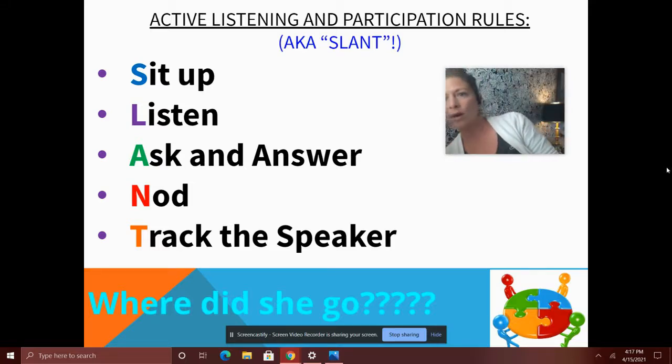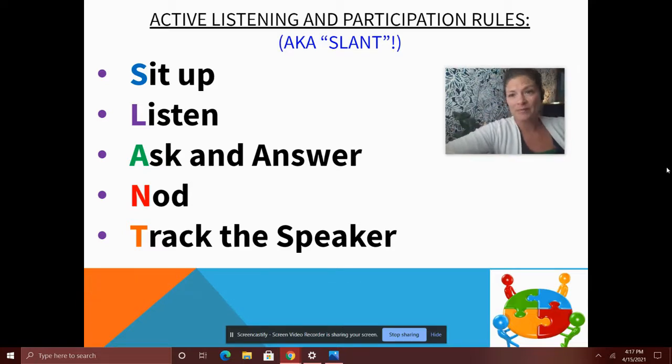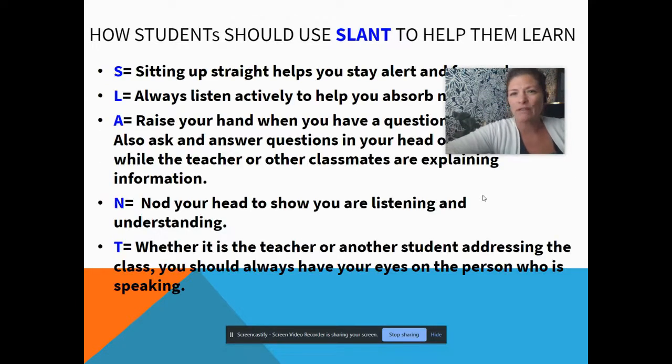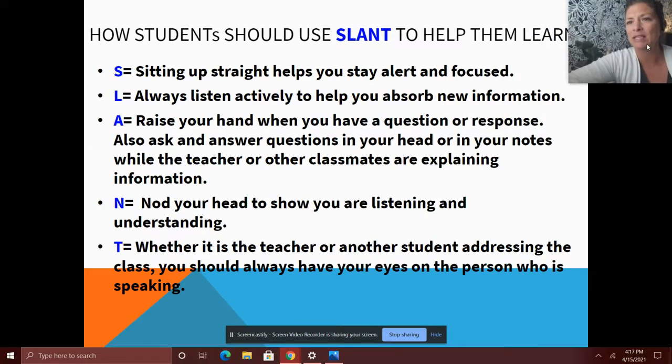All the way around the classroom, because eye contact is super important. Why do we do all this SLANT stuff? What is the whole purpose of this SLANT learning?